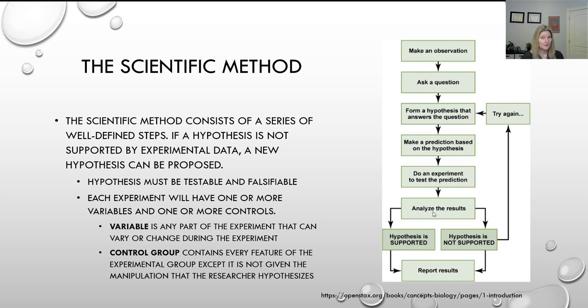Now, if they are, then my data supports my hypothesis that fertilizer will affect the growth rate. And therefore, I can accept my hypothesis and then go ahead and report the results. If both groups grew at the same rate, then that means that it wasn't the fertilizer affecting their growth. So my hypothesis is not supported. So then I have to come up with an alternative hypothesis. Okay? So that's basically looking at the scientific method.